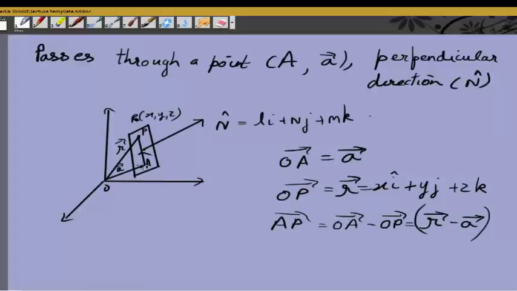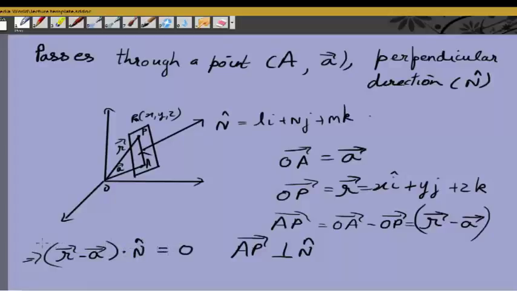Now once again, A belongs to this plane, P belongs to this plane. So the line AP belongs to this plane. And since n cap is perpendicular to this plane, it is perpendicular to every line in this plane, which means AP has to be perpendicular to n cap, which basically tells me (r minus a) dot n cap is equal to 0.